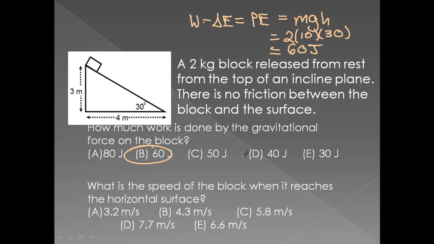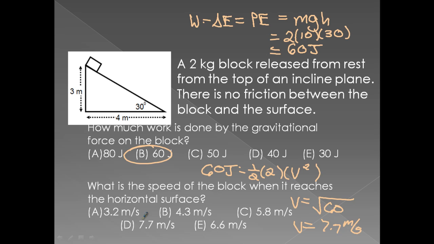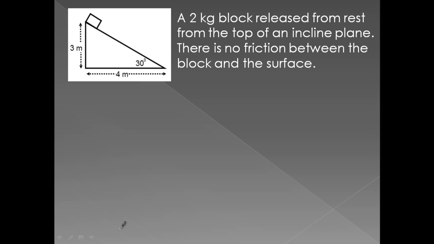What is the speed of the block? So we know all that potential energy is converted into kinetic. So at the bottom we got 60 joules equals 1/2 times its mass, which is 2, times V squared. Solve this for V. 1/2 times 2 is 1, so we just get 60 joules equals V squared. So square root of 60, you get a velocity of 7.7 meters per second. That's about as hard as the problems get. Oh, I left room for myself to do the work there. Oh well.